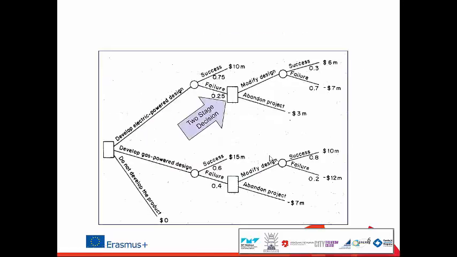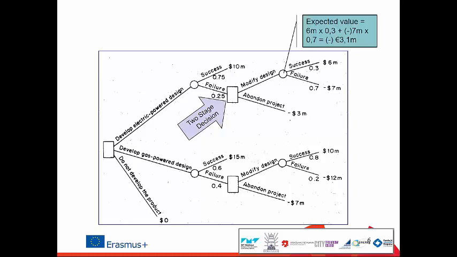So now we have what is called a two-stage decision, because first we have to decide which design to choose, and then decide what happens if it's a failure and we go for a modification or not. These decision trees can be quite complex and have many stages. So we begin by doing exactly the same as in the previous case. This is actually called rolling back the tree.